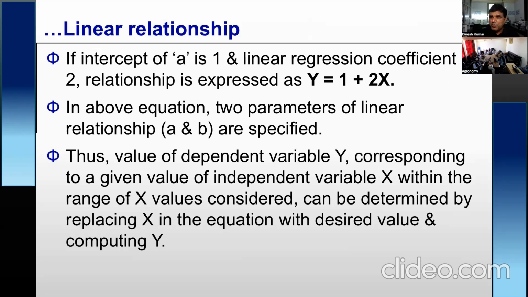From 1 to 3, 2. From 3 to 5, 2. From 5 to 7, 2. From 7 to 9, 2. So therefore, this is an example of a linear relationship.